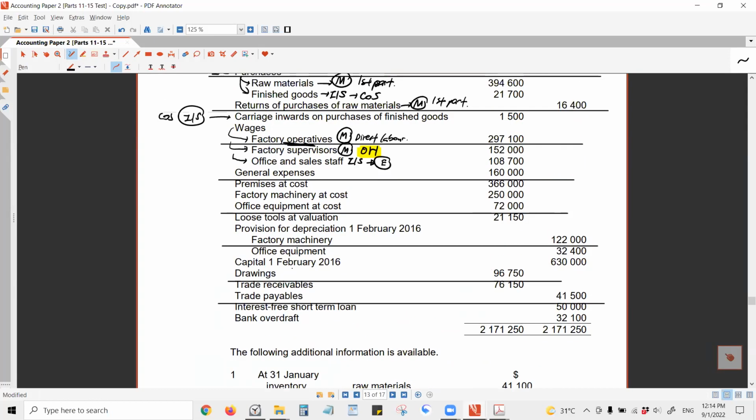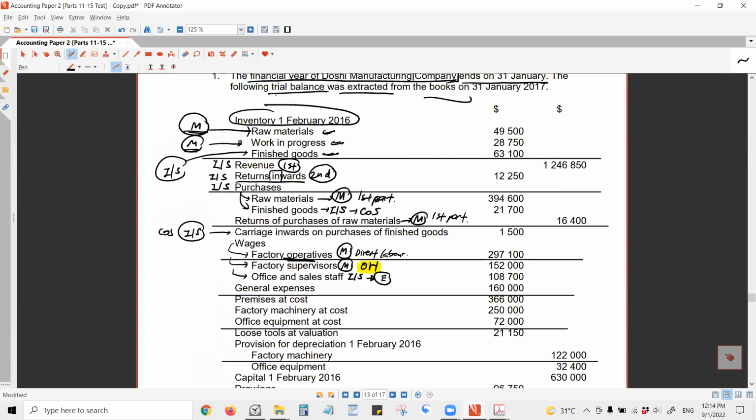So do not give up when you see a long list of items here, okay? When you see that the first page is full of information, please do not give up. That's the nature of the subject, okay?